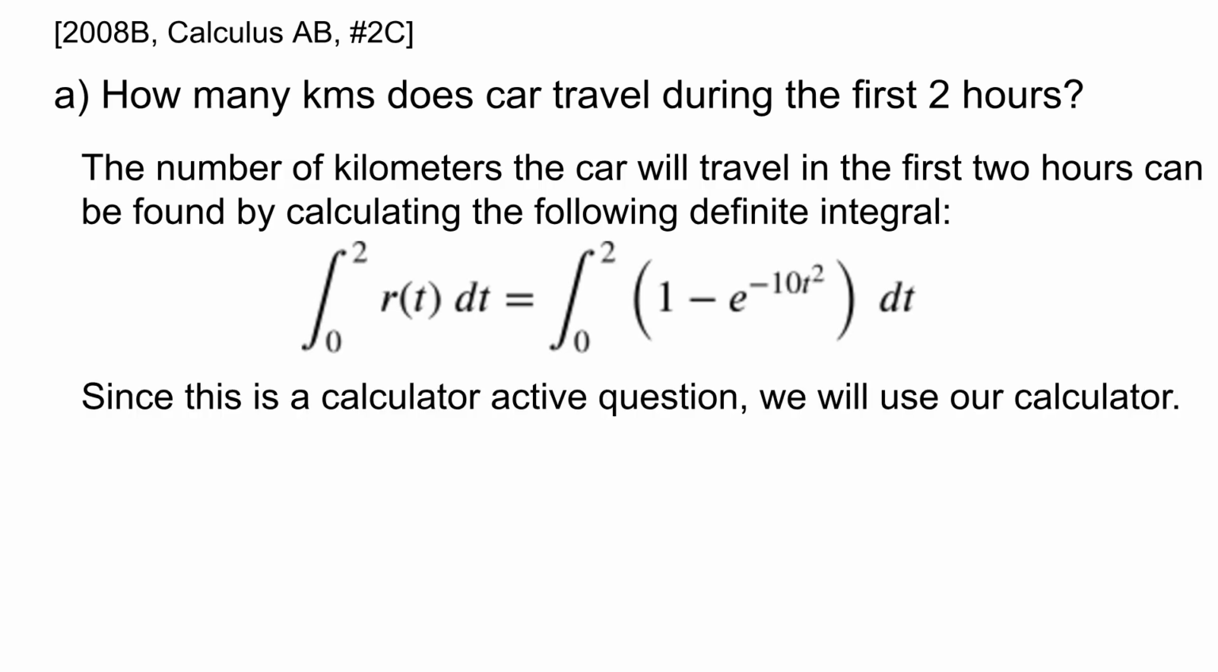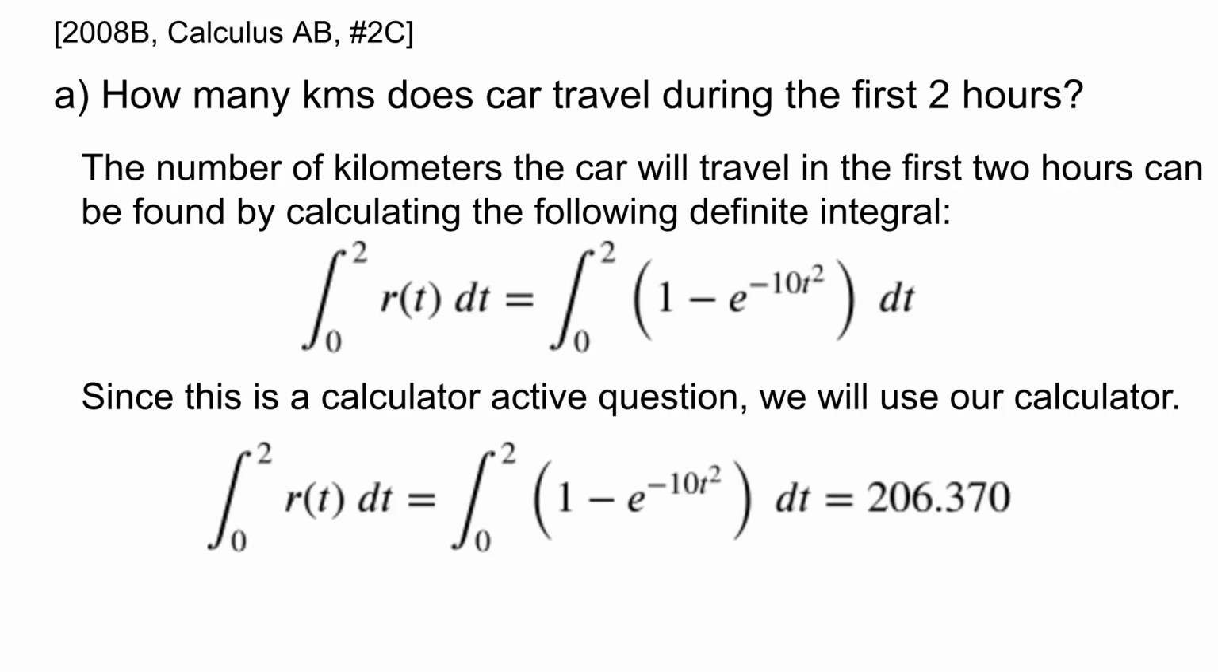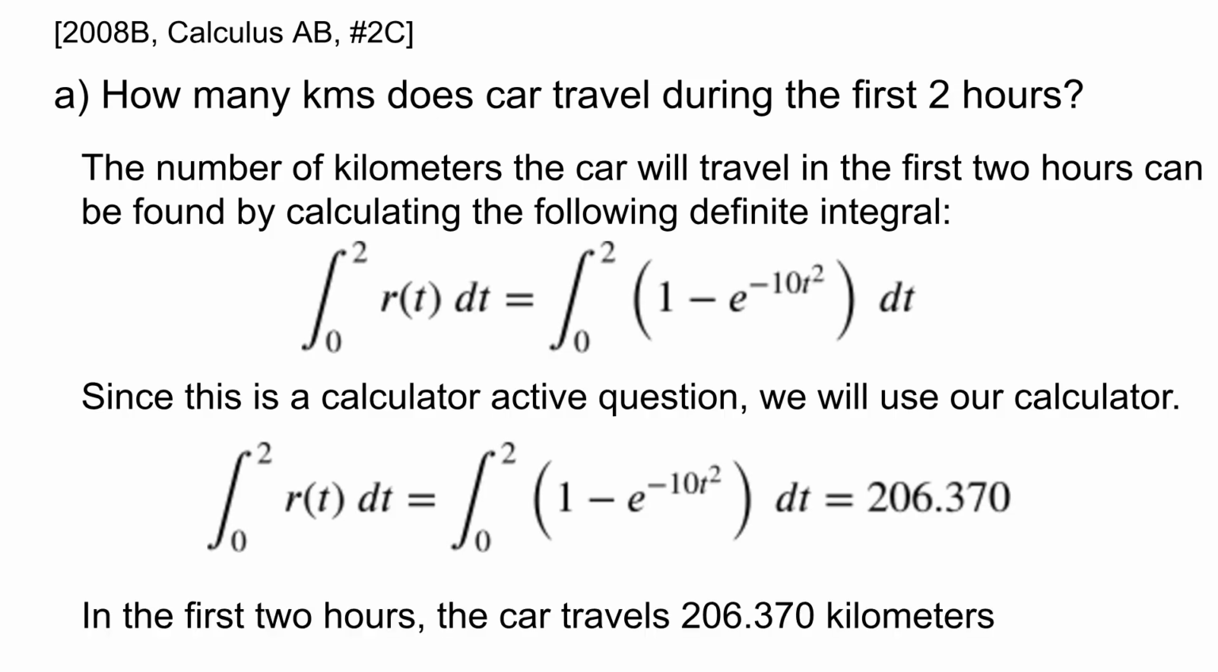Since this is a calculator active question, we're going to use our calculator to evaluate that integral. The integral from 0 to 2 of r of t dt is the integral from 0 to 2 of 1 minus e to the negative 10t squared dt, and that turns out to be 206.370. So in the first 2 hours, the car travels 206.370 kilometers.